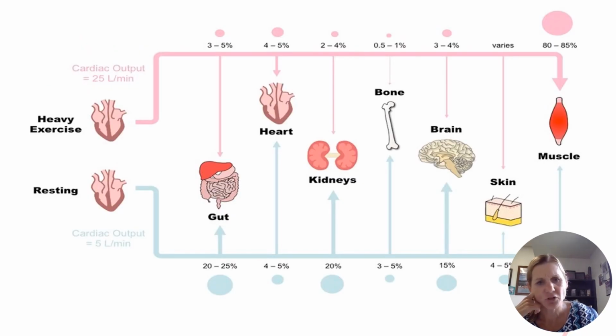So this is nice. This is just another image that shows you the difference in where we're sending our blood at rest versus during exercise. Again, at rest, a good amount going to the gut, a good amount going to the kidneys. Then we look at how that changes during exercise. Again, only 3 to 5% going to the gut here, and we're seeing 80 to 85% going to the muscles. As we mentioned, the skin might vary depending on the environmental stressor that you're experiencing during that exercise.